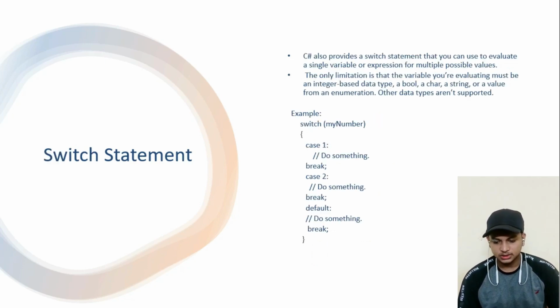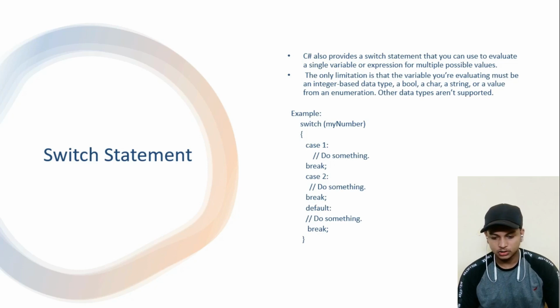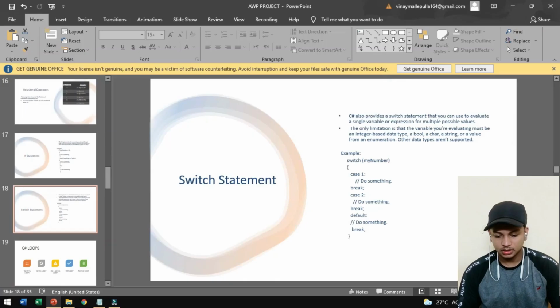Then we have the switch statement. The switch statement is used to evaluate single or multiple possible values. The limitation is that the variable should be an integer-based data type like boolean, char or string, and other data types are not supported. In the following code, each case examines the my number variable and tests whether it's equal to a specific integer. You can see the example.